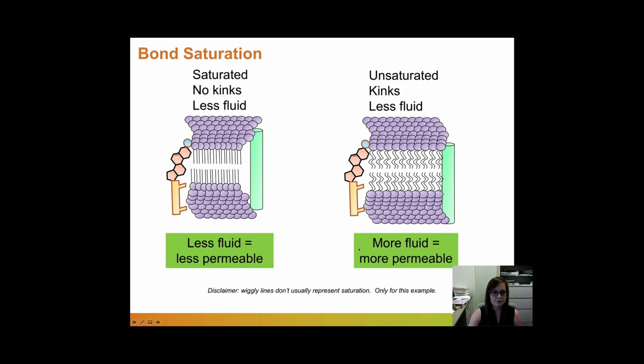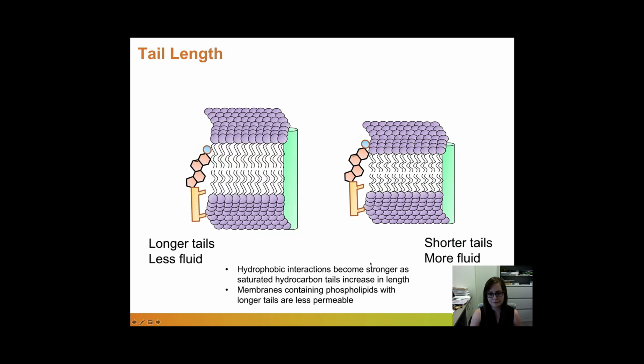Okay, so saturated, no kinks, less fluid, less permeable. And unsaturated, meaning that it has kinks, so it can't pack in, meaning this should say more fluid. And more fluid means more permeable. Okay, so that's one, bond saturation. The second variable we can talk about is tail length, okay?